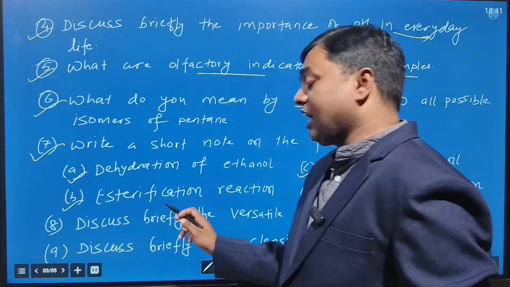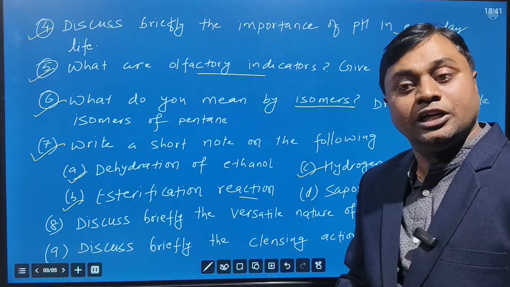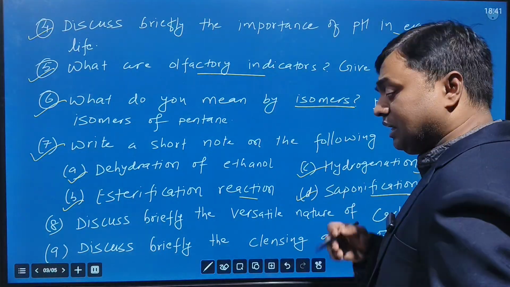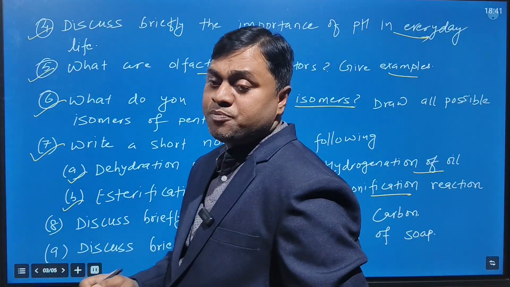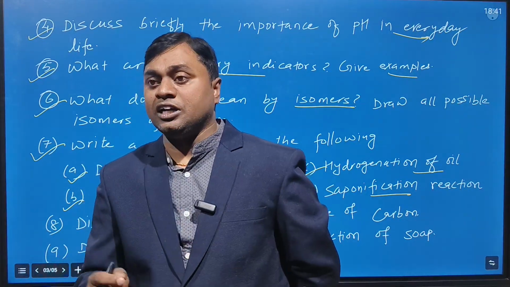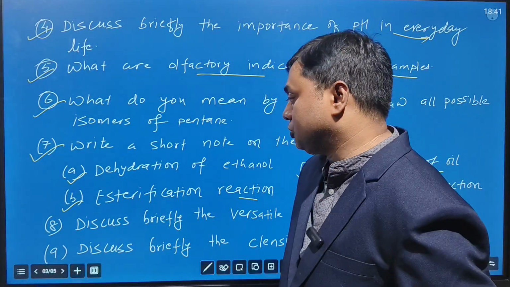Esterification reaction: the reaction of ethanol with ethanoic acid to form a pleasant-smelling compound called an ester is called an esterification reaction. Saponification reaction: the type of reaction in which an ester reacts with NaOH. It gives the sodium salt of the acid plus ethanol. That is the saponification reaction.